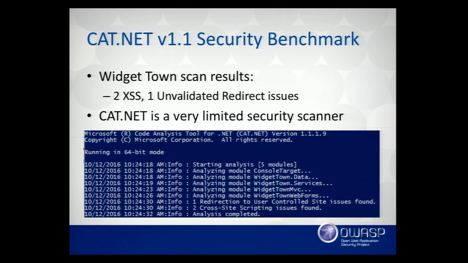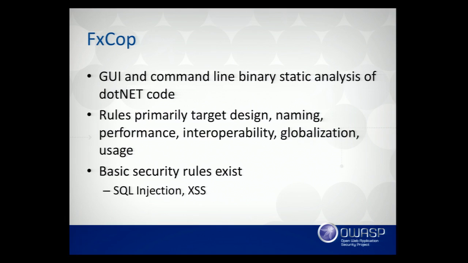I ran this yesterday afternoon on the latest version of the code base. I've got it analyzing our five different projects. And you can see in the PowerShell output there, it found one unvalidated redirect issue and two cross-site scripting issues. So it's not worthless. It found a couple of things. I wouldn't call it good. And I did verify all three of them are actual true positives. Okay, so we've got three findings.